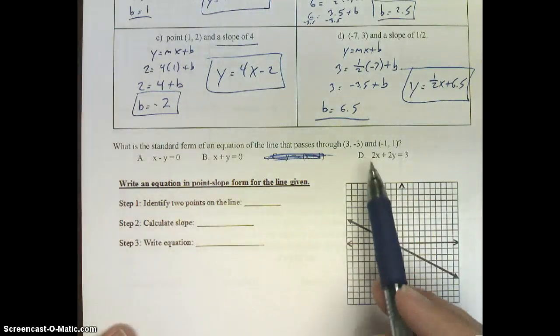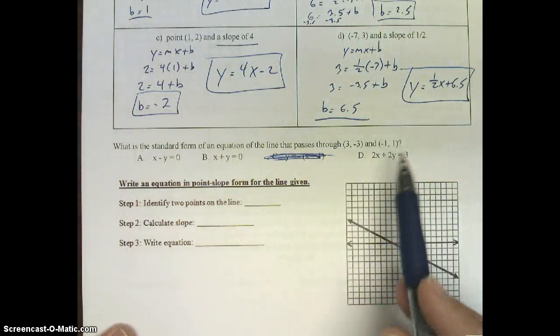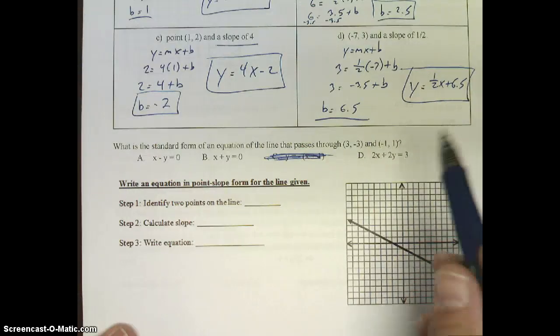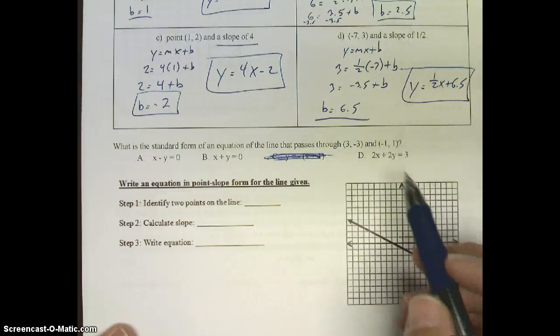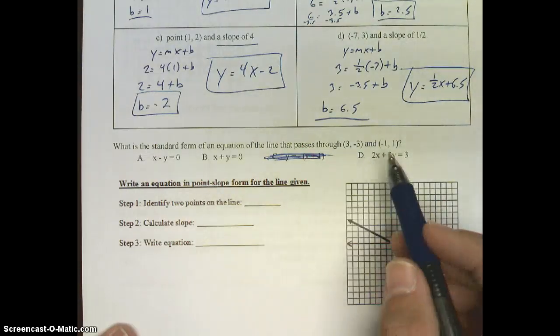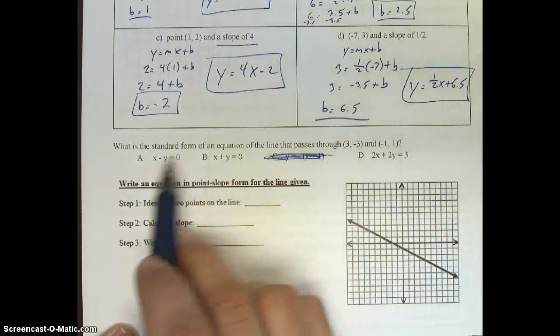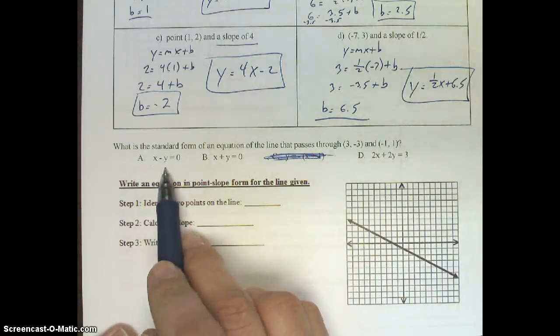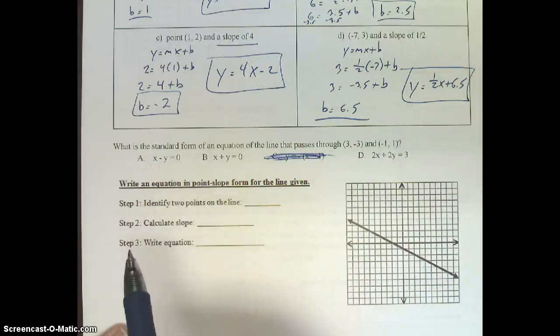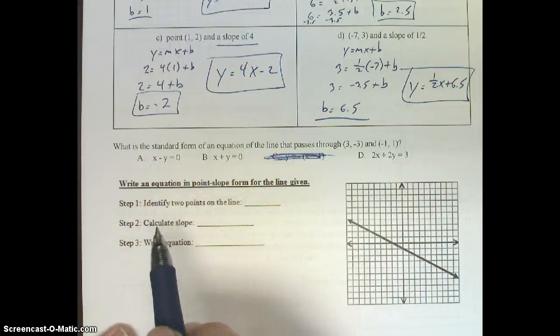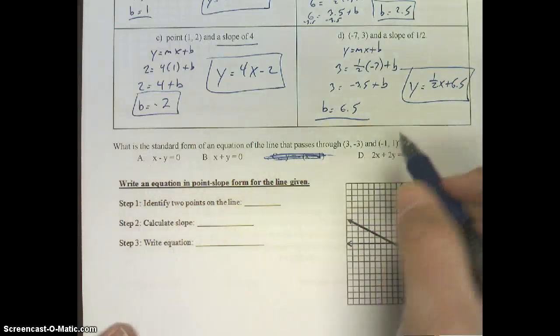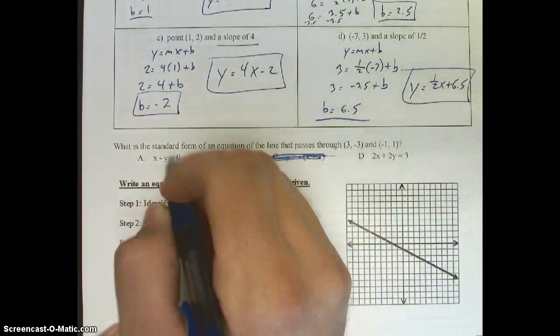Now, use this to your advantage. I can go through here like we did above, find your slope, plug it back in, solve for standard form. But why don't we just plug this in and see which one works? I'm going to start with 3, negative 3. Does 3 minus negative 3 give me 0? Think about it. 3 minus negative 3 will give you 3 plus 3. That would give me 6, not 0. So that's not going to work.